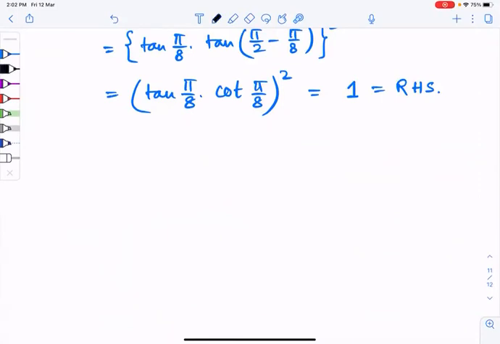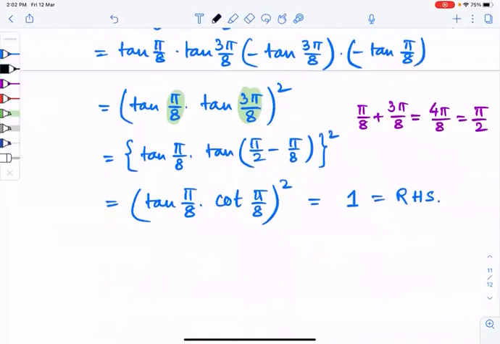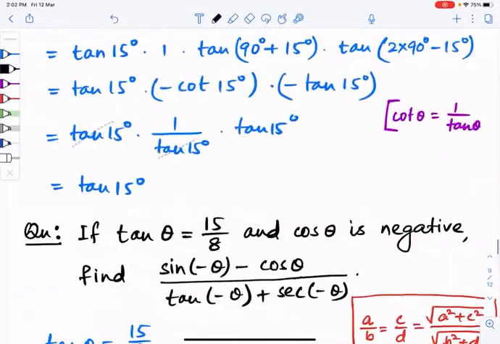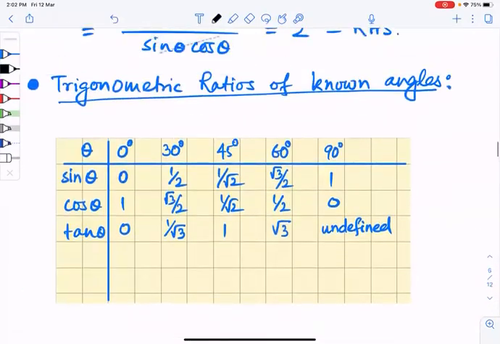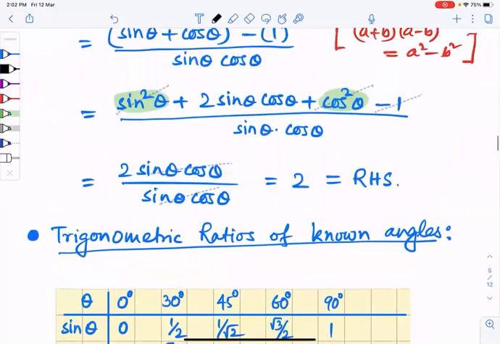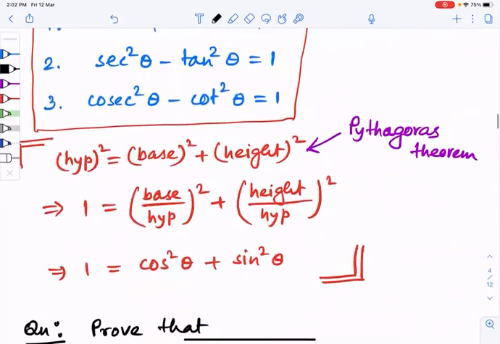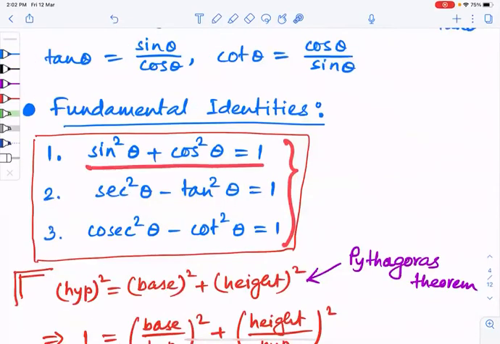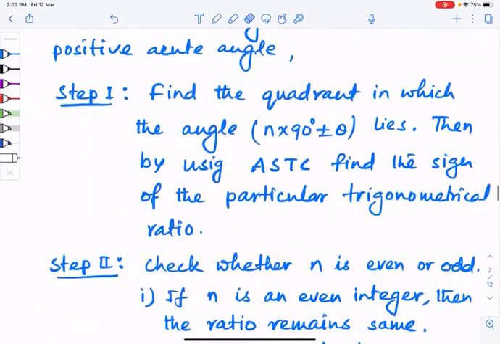Okay, now we are going to solve some questions based on identities. I have told you 3 identities. Let me show you once more. Those 3 identities were here. These are the 3 fundamental identities that I have shown you. Sin square plus cos square theta equal to 1. Sec square theta minus tan square theta equal to 1. Cosec square theta minus cot square theta equal to 1. We are going to use them to solve some questions here.